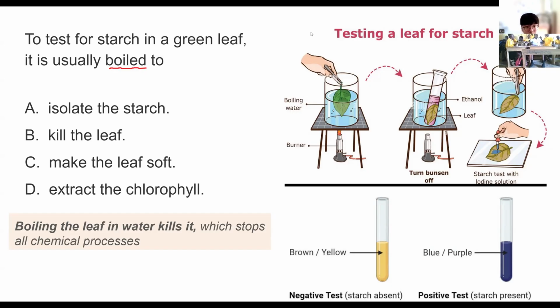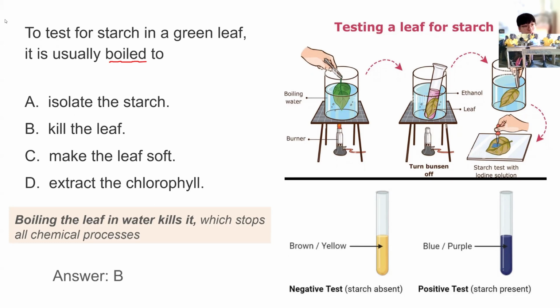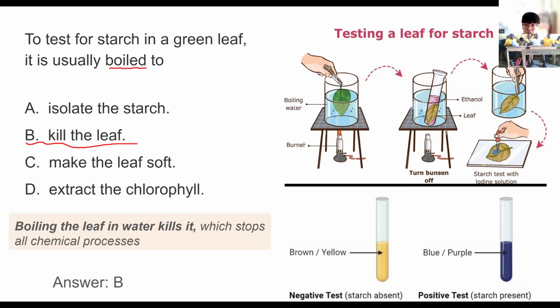So this might be a little bit difficult, but yeah, did you say D to this? Well, the actual answer is B. It's actually to kill the leaf.